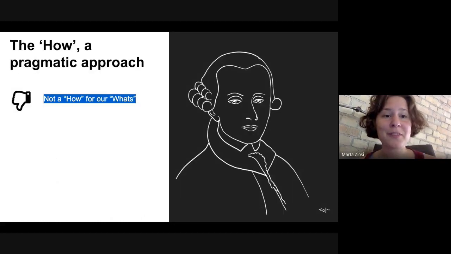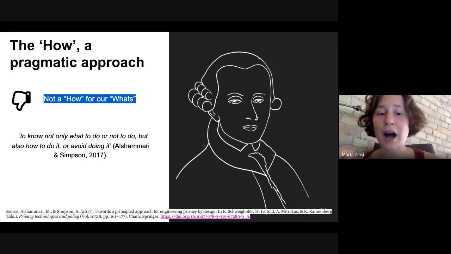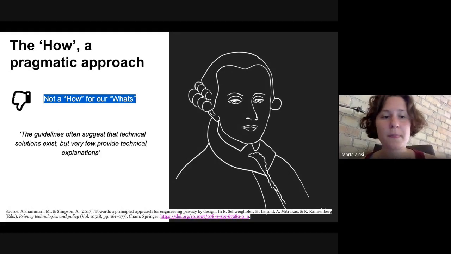Okay, but Kant comes back to us, right? And he tells us that we have learned how to be virtuous. No, we didn't really learn how to be virtuous. We have been told to be virtuous, but not how to behave according to this duty, how to do that. Well, some researchers pointed that out about the ethical guidelines. They said it's important to know not only what to do or not to do, but also how to do it and avoid doing it, right? We need some sort of guidance.